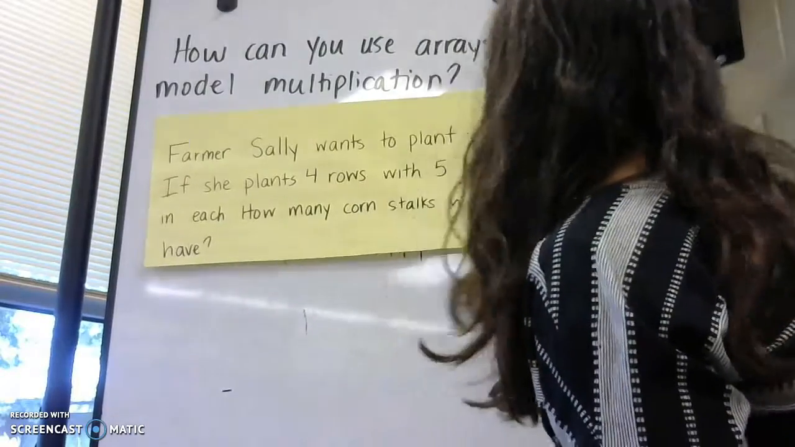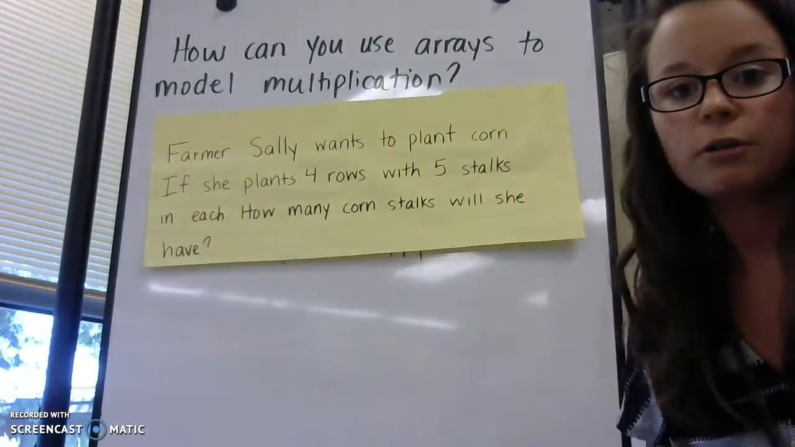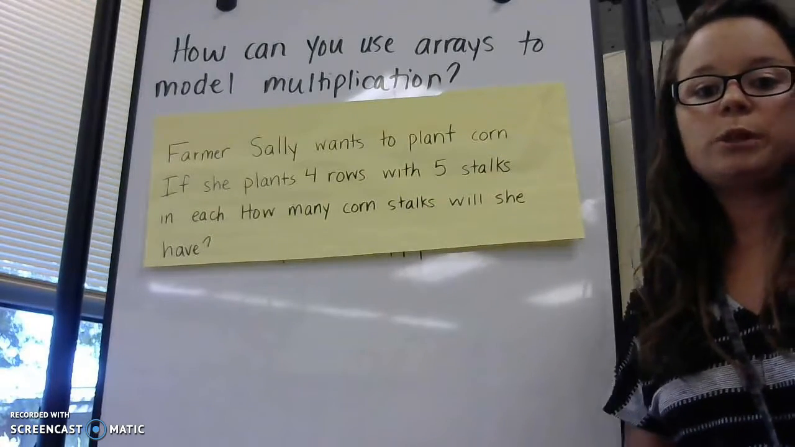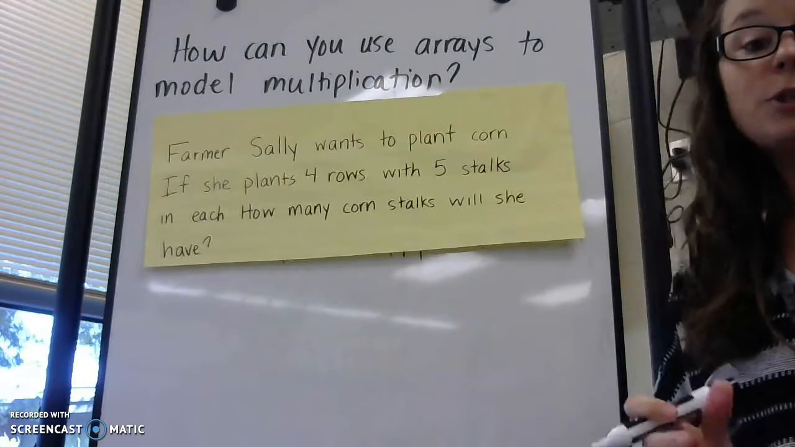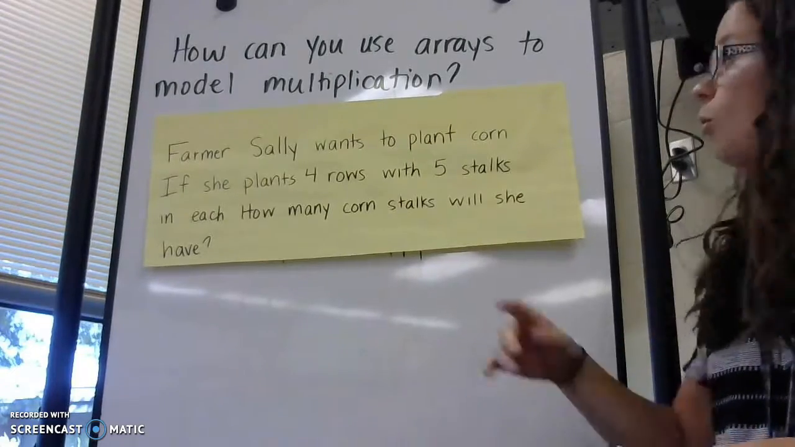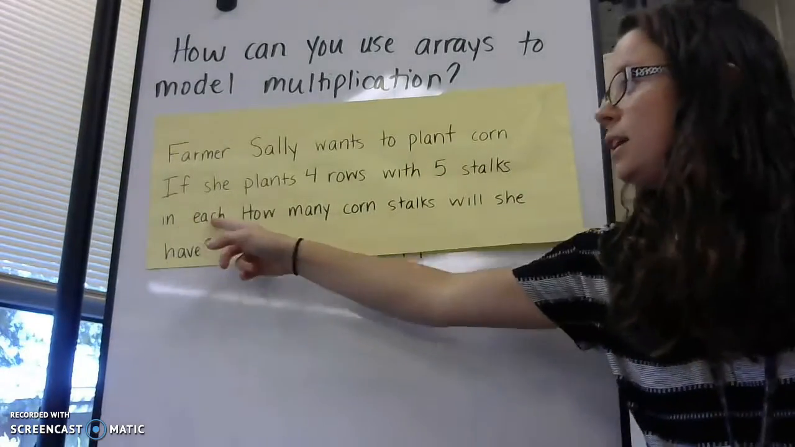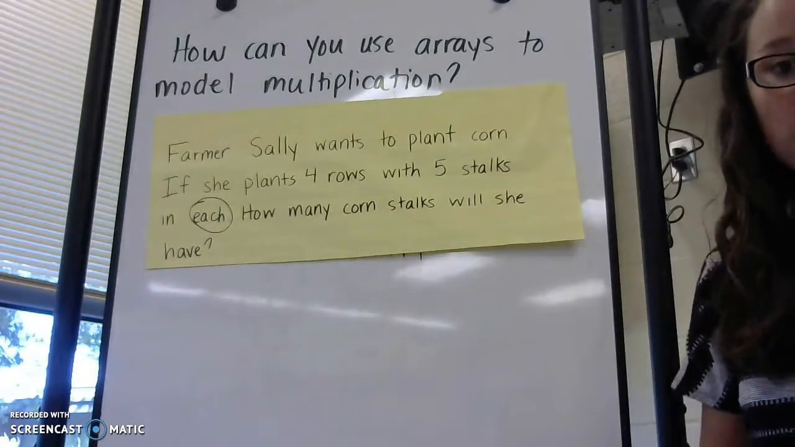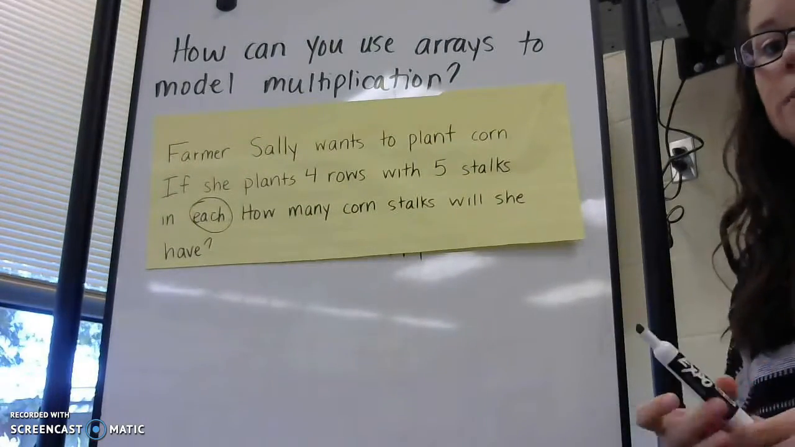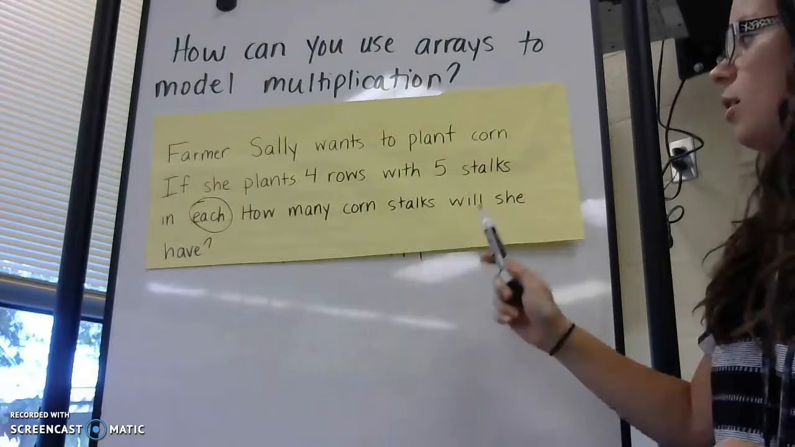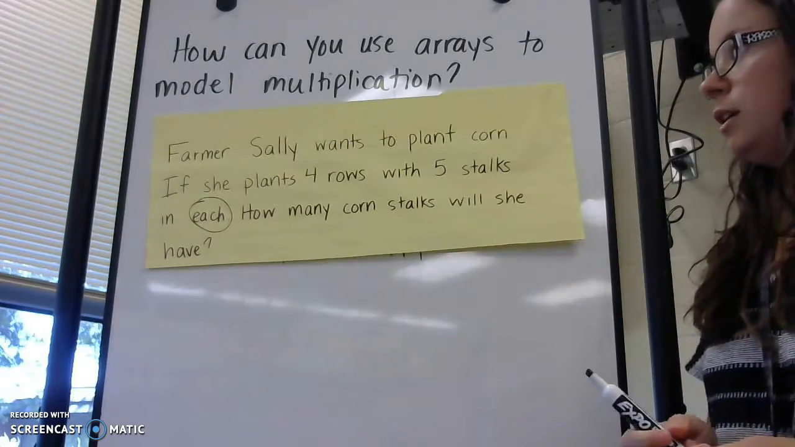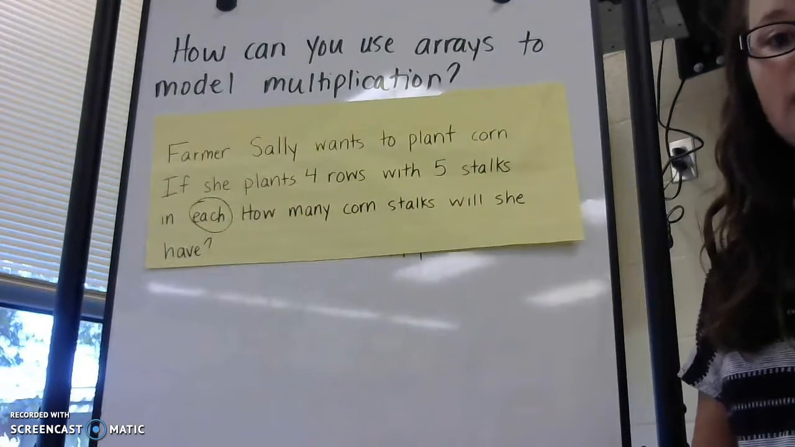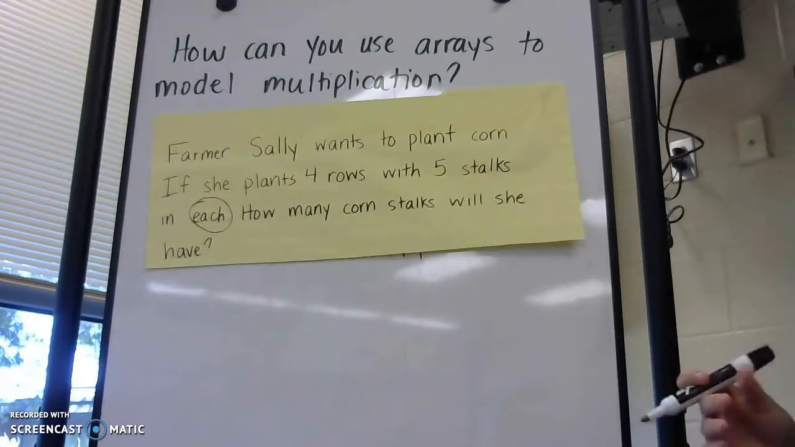All right, here we go. Since in science we've talked about agriculture, we have a farmer here. Farmer Sally wants to plant corn. If she plants 4 rows with 5 stalks in each, and again, there's that each word, a clue word that tells us we might be doing multiplication. How many corn stalks will she have? If she has 4 rows with 5 stalks in each, that tells me I can use an array to solve this.